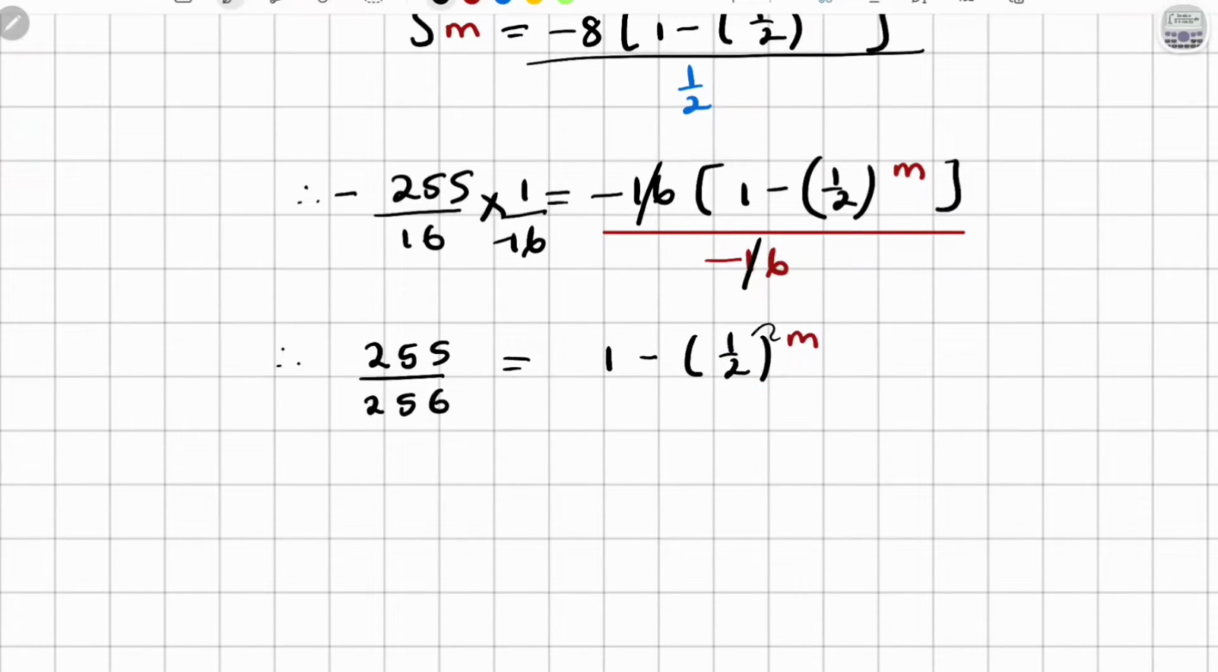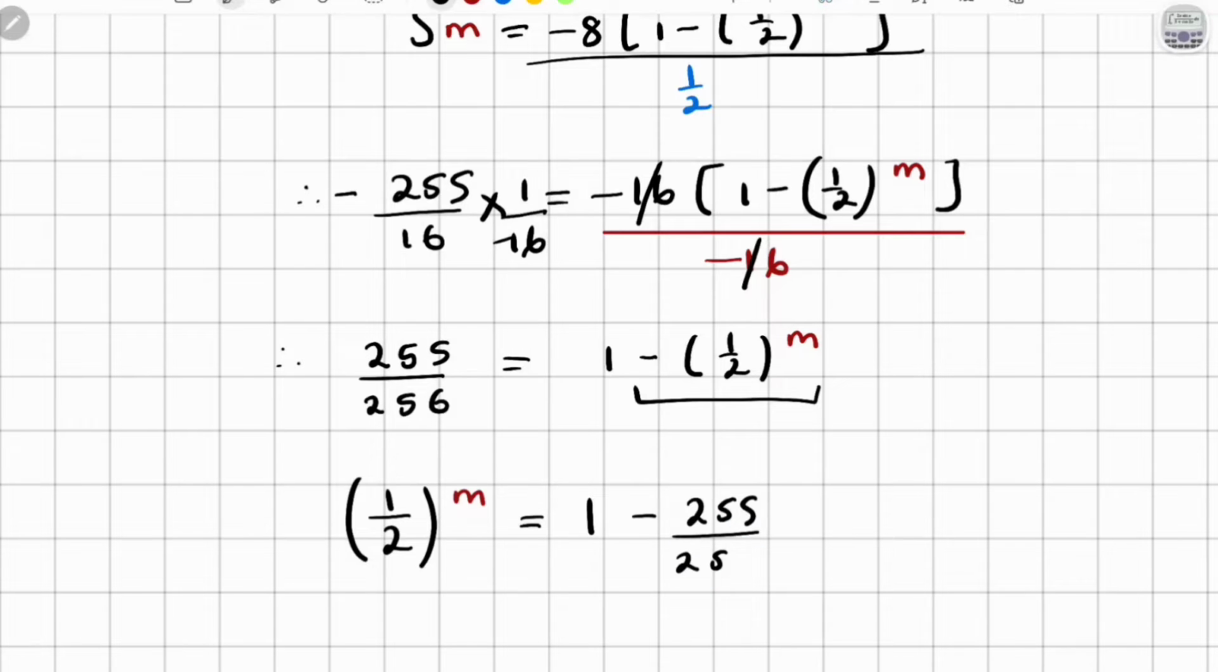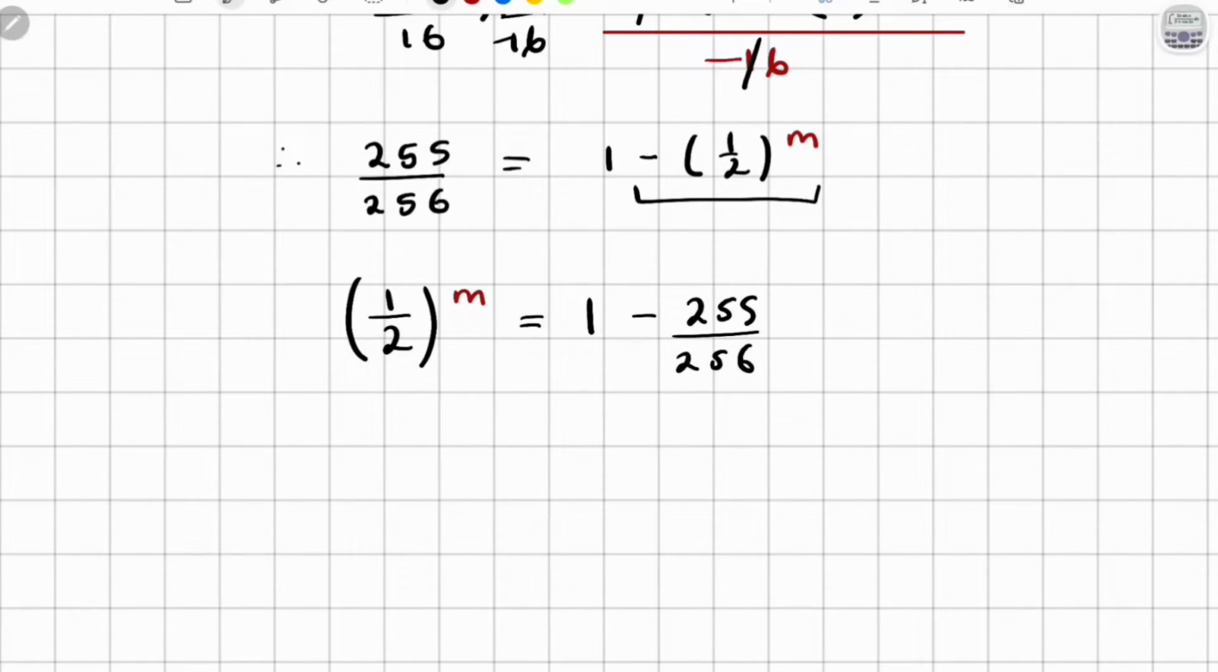Okay, then we can just go ahead and take this over because it's negative. So it becomes positive when it comes over. A half raised to the power of m is equal to, and now we still have the 1 here. Then we can take the 255 over 256 over, and that becomes negative 255 over 256. And if you subtract that, you see this is 1 minus that. You can use a calculator, but I can just rewrite that as 256 over 256. That's 1 still. And then it's going to give us 1 over 256. And so now we have 1 over 2 raised to the power of m.